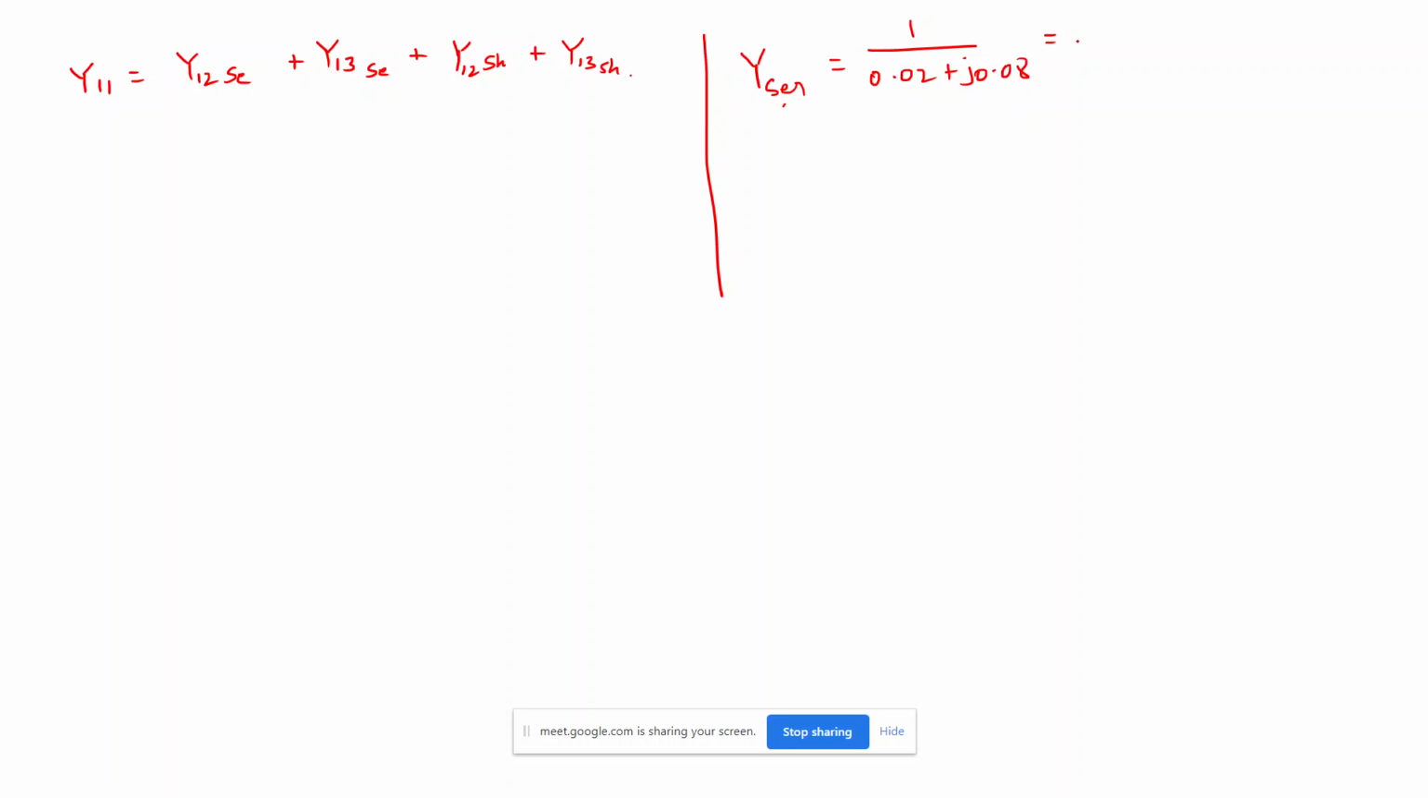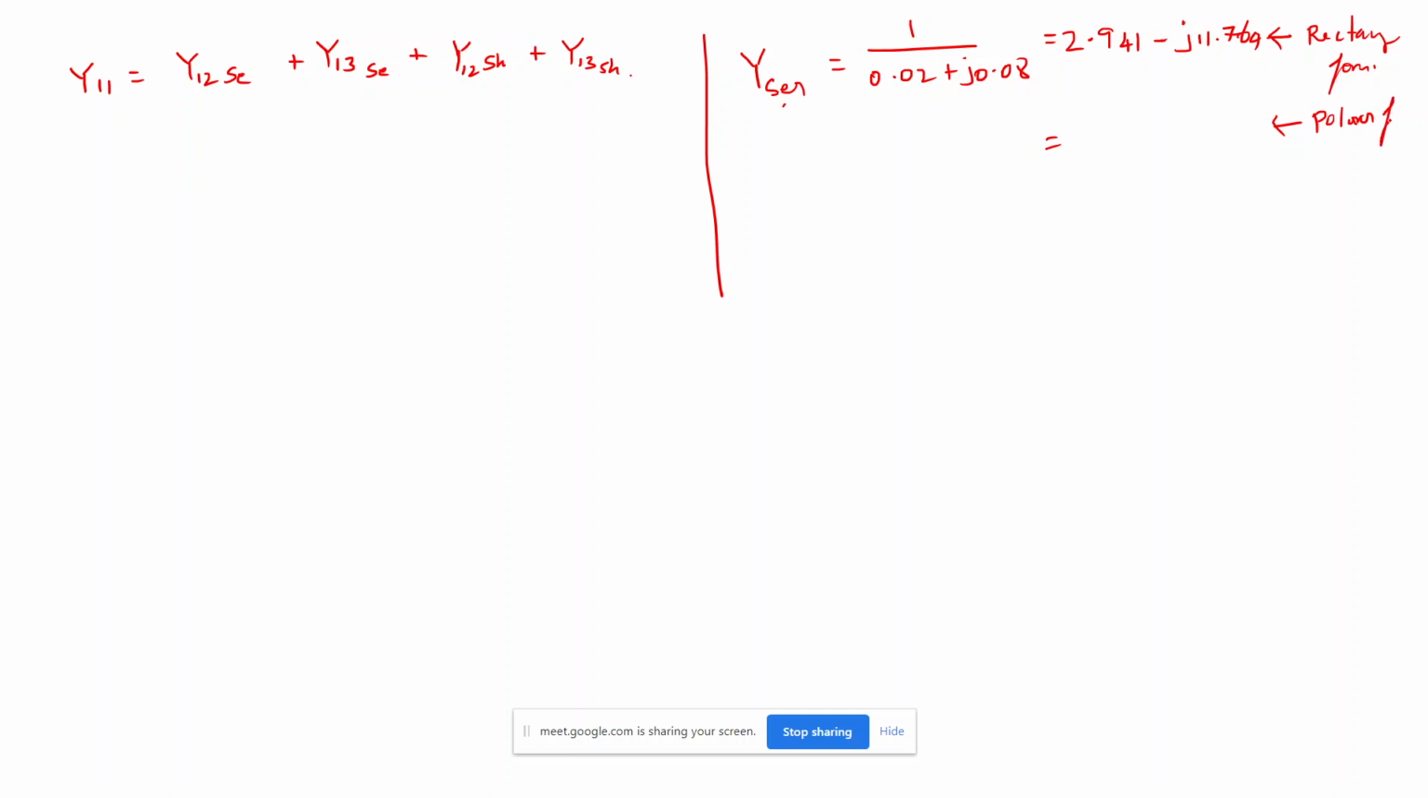2.94 minus 11.76, very good, that is correct. So minus j11.764. This is in the rectangular form, but for solving the problem we need to find it in polar form. I hope you already know how to convert. In the calculator you can convert and tell me what it is in polar form.